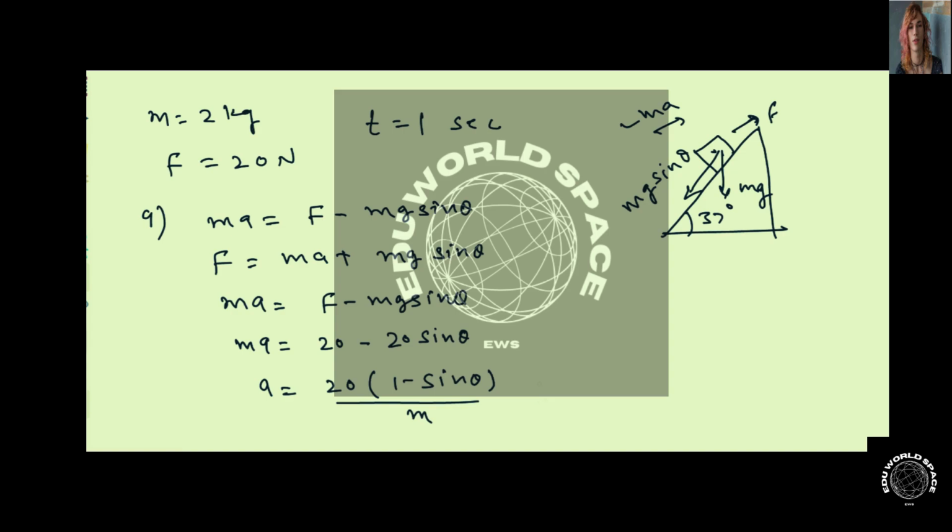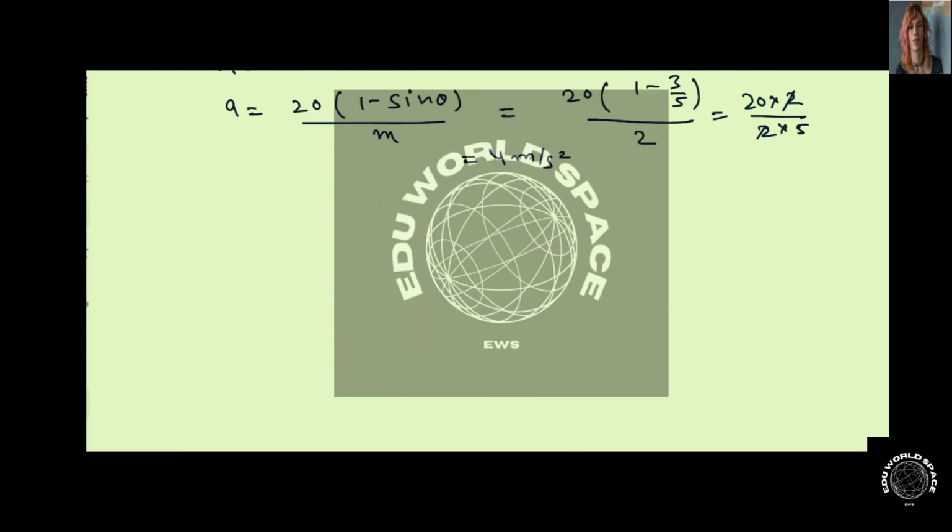Now we will put the values. Sin 37 degree is 3 by 5, so it will be 20 times (1 minus 3 by 5), divided by m, that is 2. When we solve, 1 minus 3 by 5 is 2 by 5, and with the 2 already there, 20 by 5 is 4 meter per second square. So this is the acceleration we got.